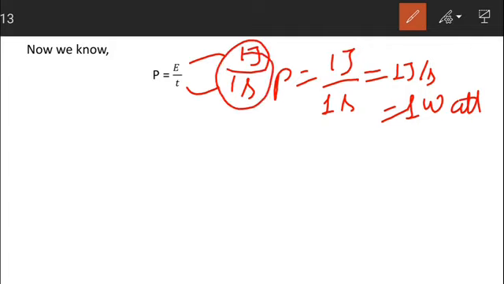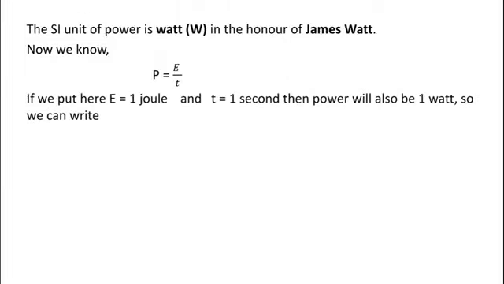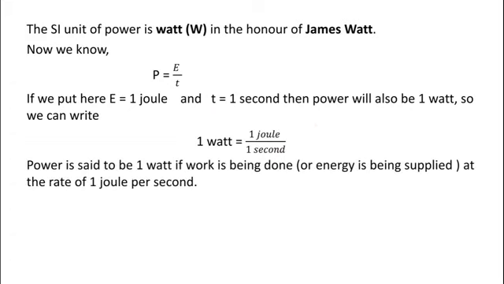Okay, so here what we can define: in this above expression, if we put E equal to 1 joule and T equal to 1 second, then power will also be 1 watt. So we can write 1 watt equals 1 joule divided by 1 second. With the help of this expression, we can define 1 watt of power. So power is said to be 1 watt if work is being done or energy is being supplied at the rate of 1 joule per second. Okay students, so this is the definition of 1 watt.